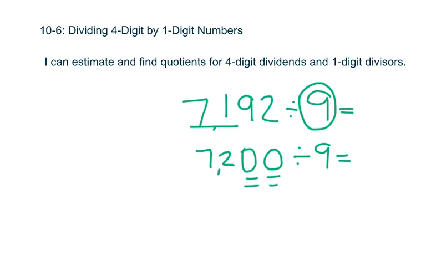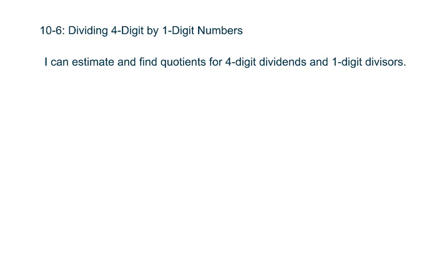My dividend has 2 zeros, so my quotient's going to have 2 zeros. 72 divided by 9 is 8. Attach those 2 zeros and it's 800. So my reasonable estimate should be 800. Let's actually solve though now and see if that's what we come up with. So 7,192 divided by 9. 9 does not fit into 7, but it does fit into 71. It fits into 71 7 times.